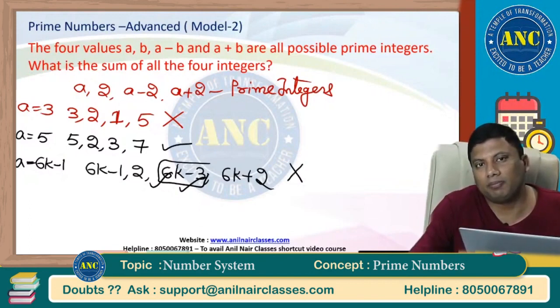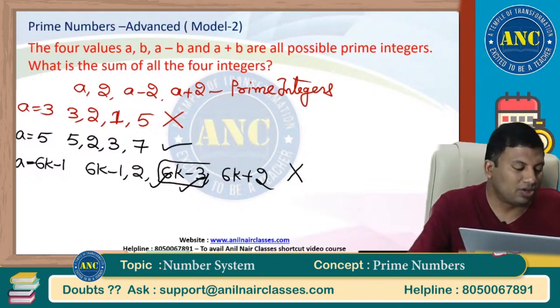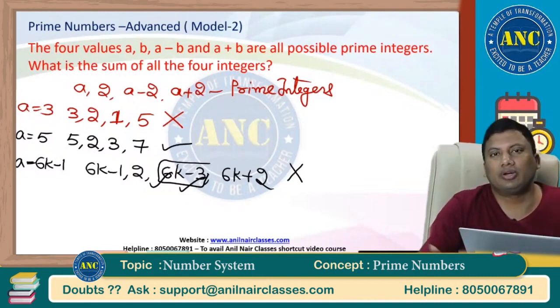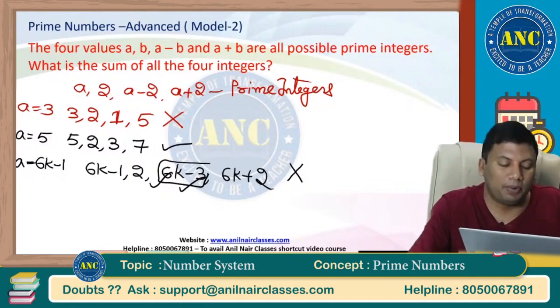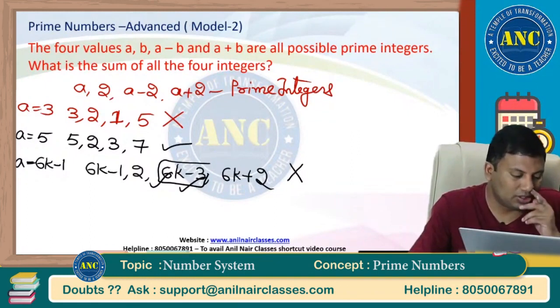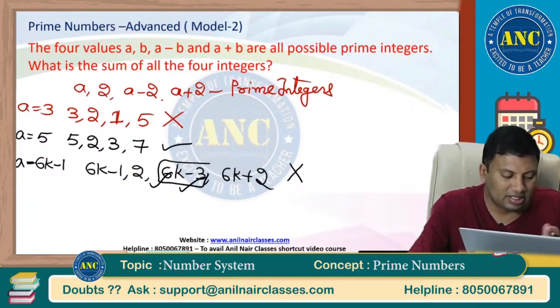Any prime number after 5, it could be 6 into 2 minus 1, 6 into 3 minus 1, 6 into 4 minus 1. There exists no prime number other than 5 which is of the form 6k minus 1, which will make these quadruple prime numbers, A minus 2, 6k minus 3. It is divisible by 3.